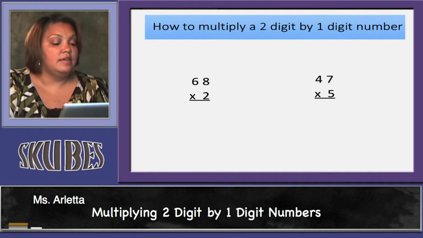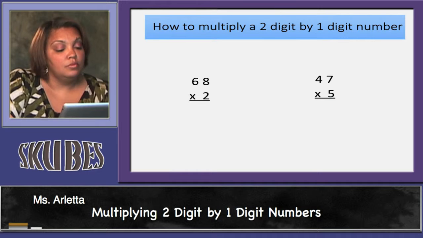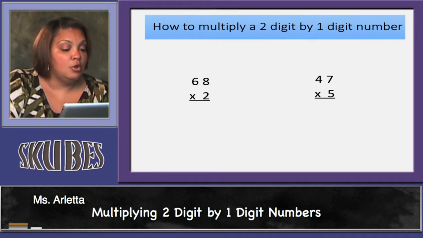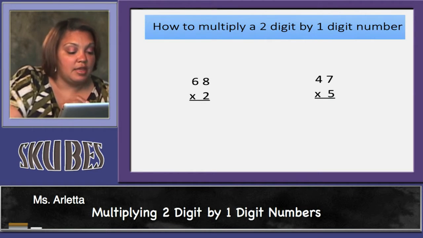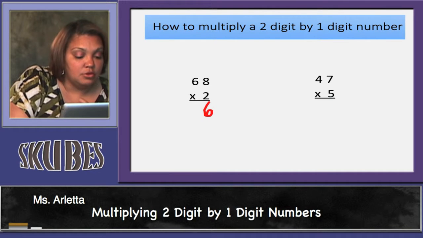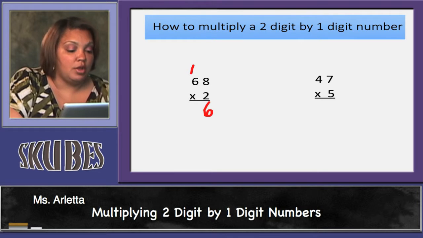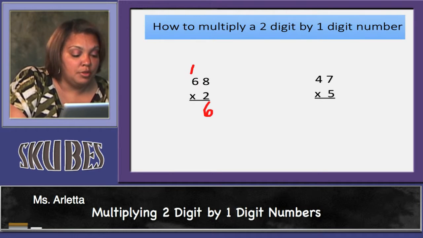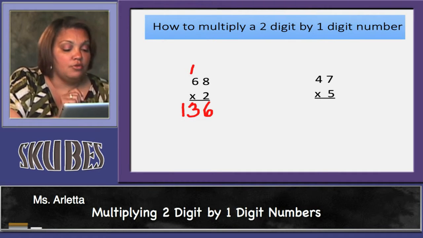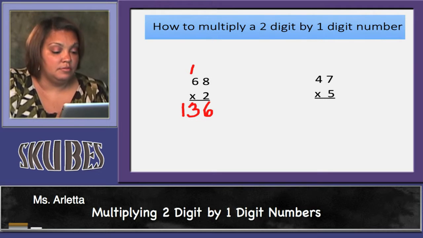Let's start with 68 times 2. The multiplier 2 is going to be multiplied by 8. Then the multiplier 2 again will be multiplied by 6. 2 times 8 is 16. You would carry your 1. 2 times 6 is 12, plus that 1 would be 13. And your final answer is 136.